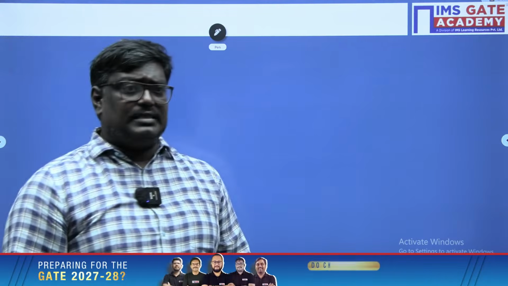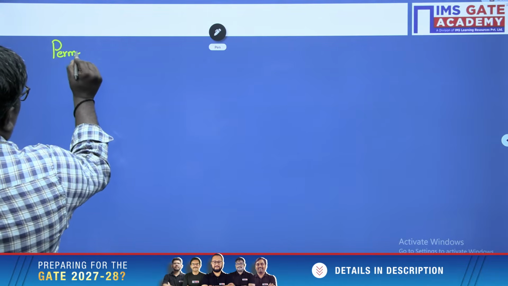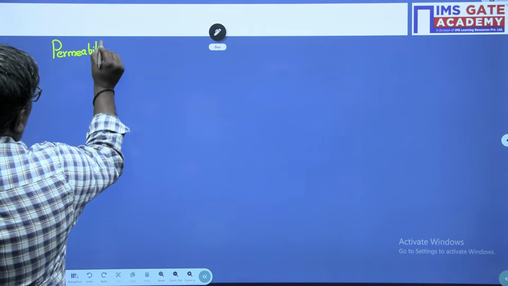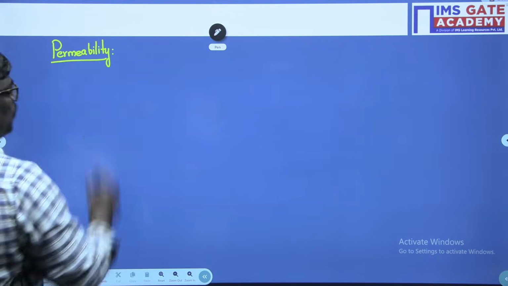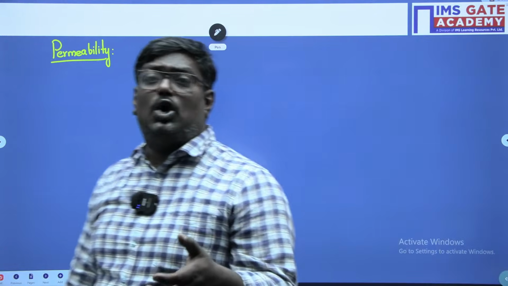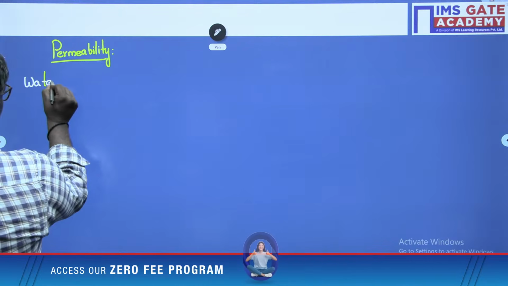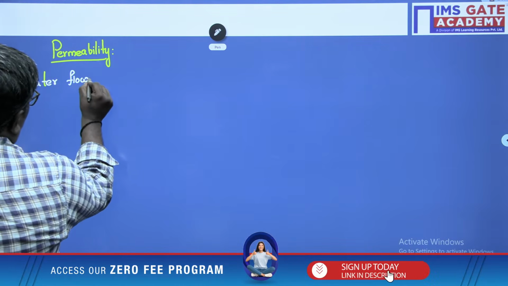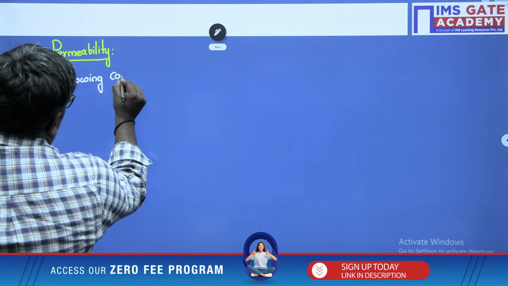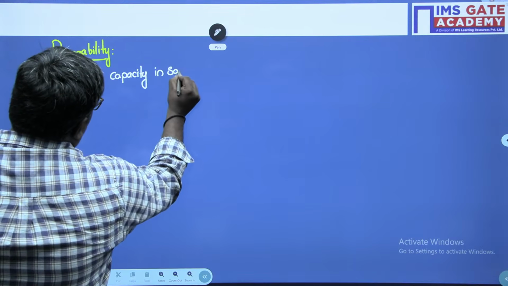So my dear students, let us understand a very important topic in soil, especially for GATE. But in state level exams also, like Coal India or APPSC, it will be helpful. So what is permeability? If there is a tank and a pipe, if you close the valve, water will not flow. If you open the valve, water will flow. The water flowing capacity in soil is what we call permeability.